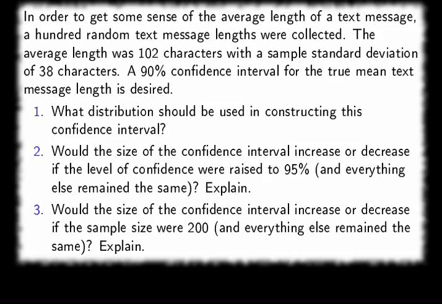Number 1. What distribution should be used in constructing this confidence interval? We're trying to construct a confidence interval for the true mean, mu, given a sample. We have a sample of 100 text messages. So that means we should be using the t-distribution with n minus 1, or 99, degrees of freedom.